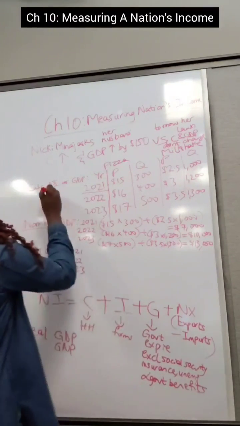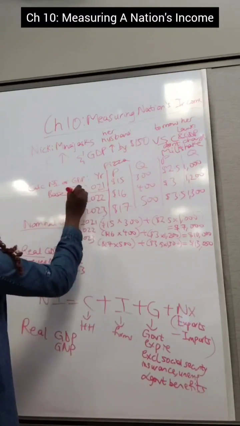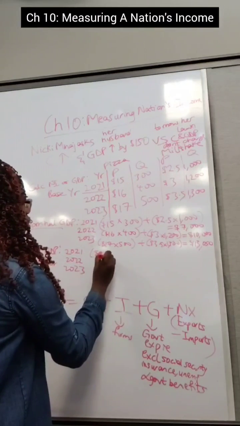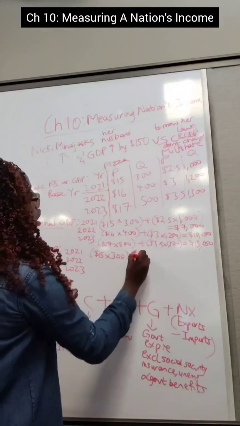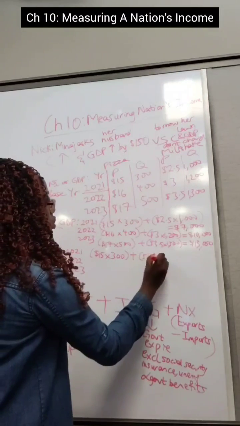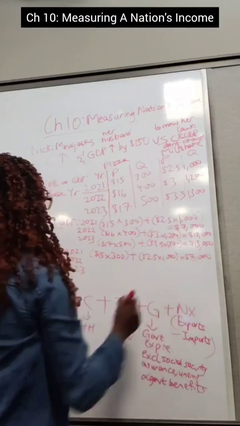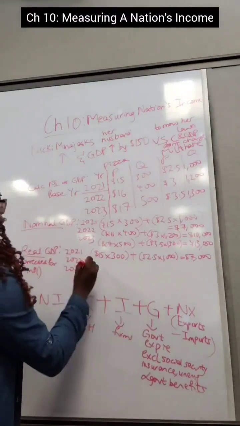If 2021 is the base year, then your 2021 value is going to be $15. It's not going to change. So $15 times 300 units plus $2.5 times 1,000 units of milkshake, and that's going to give you still 7,000 because that is the base year. But what is going to change is the value for the other years that are not the base year.